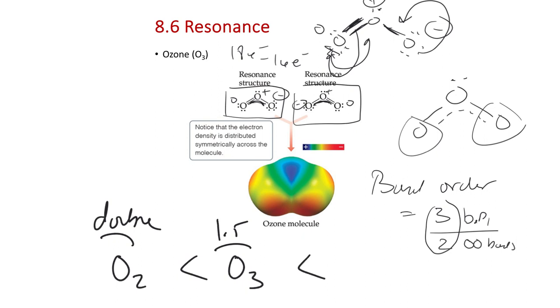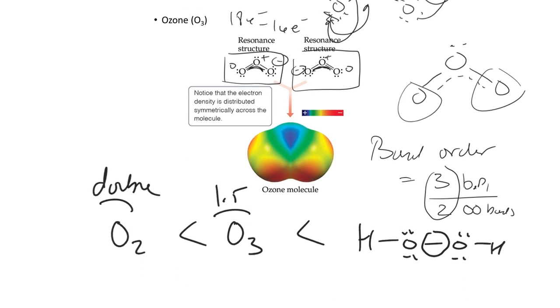And then the OO bond in something like hydrogen peroxide. Hydrogen peroxide would have this Lewis structure. We can take a minute on that in just a second to make sure we can come up with hydrogen peroxide's Lewis structure, but this would be single. That's just a bond order of 1. And that would be longer.